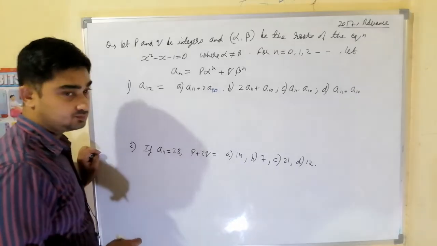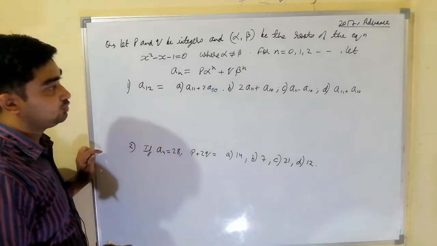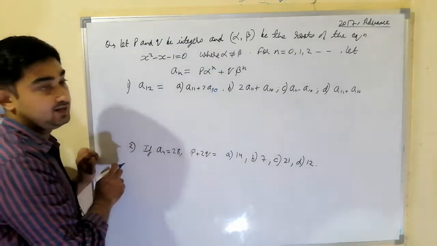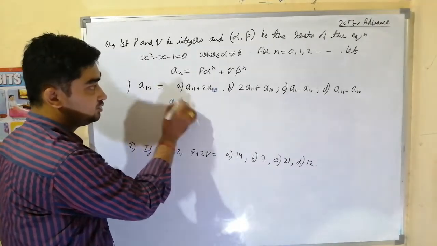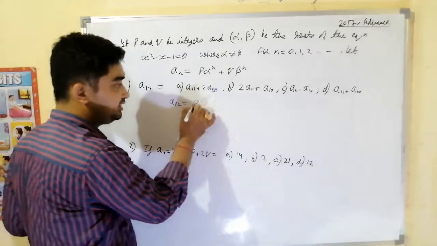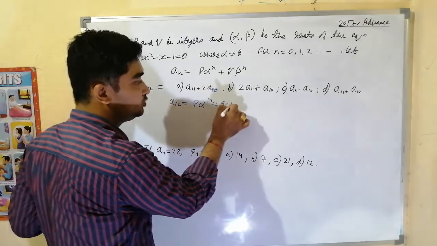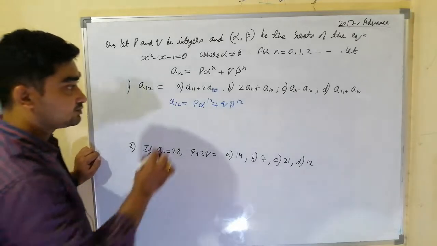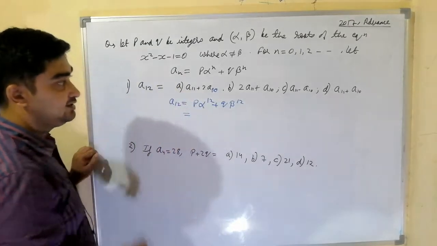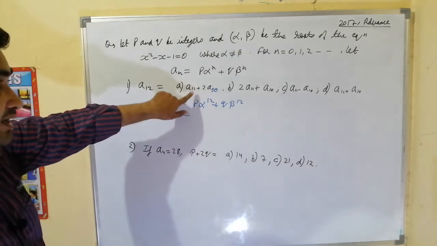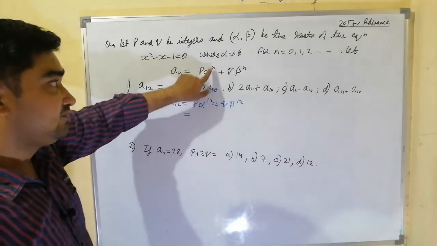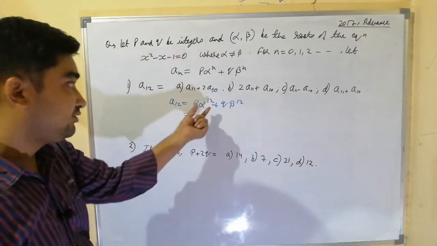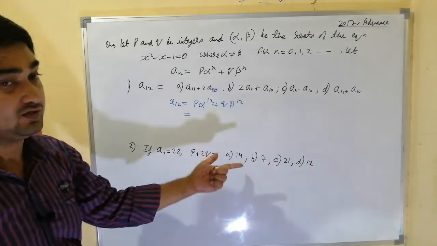So we'll try to find out what is a12. An is p alpha power n plus q beta power n. So what is a12? Put n equal to 12 here. We'll get a12 is p alpha power 12 plus q beta power 12. Now we have to write this in terms of a10 and a11. For a10 we should have alpha power 10, for a11 we should have alpha power 11. So we have to reduce this power 12 to 10 and 11. How to do?